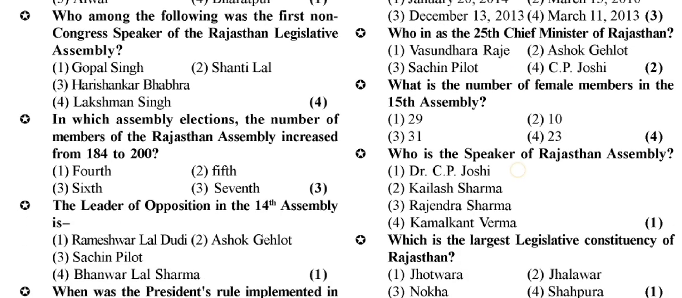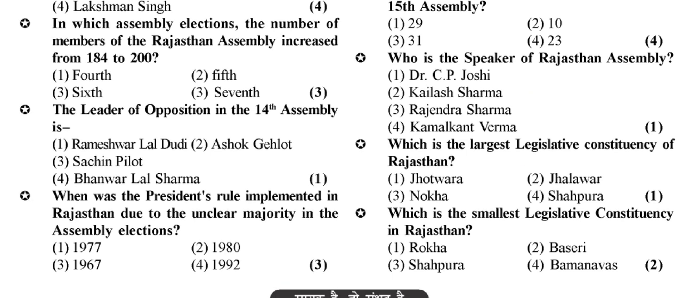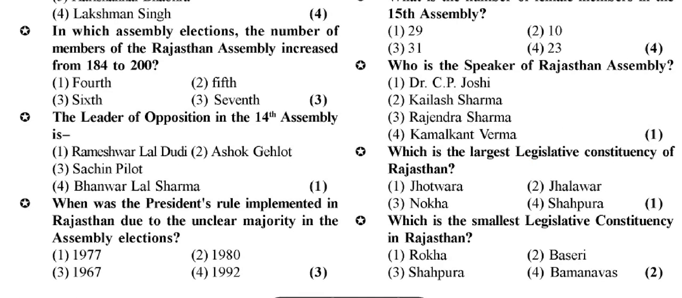Who among the following was the first non-Congress Speaker of Rajasthan Legislative Assembly? Lakshman Singh. In which assembly election did the number of members of Rajasthan Assembly increase from 184 to 200? 7th. The Leader of Opposition in the 14th Assembly is Rameshwar Lal Dudi. When was President's rule implemented in Rajasthan due to unclear majority in the assembly election? 1967.